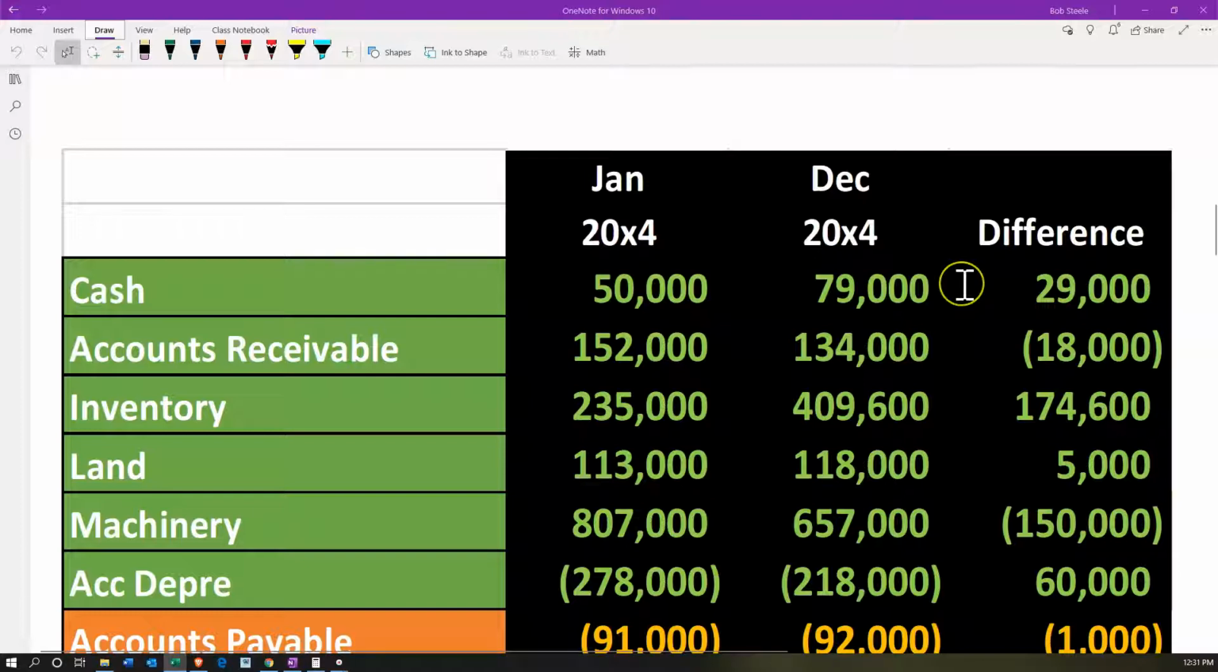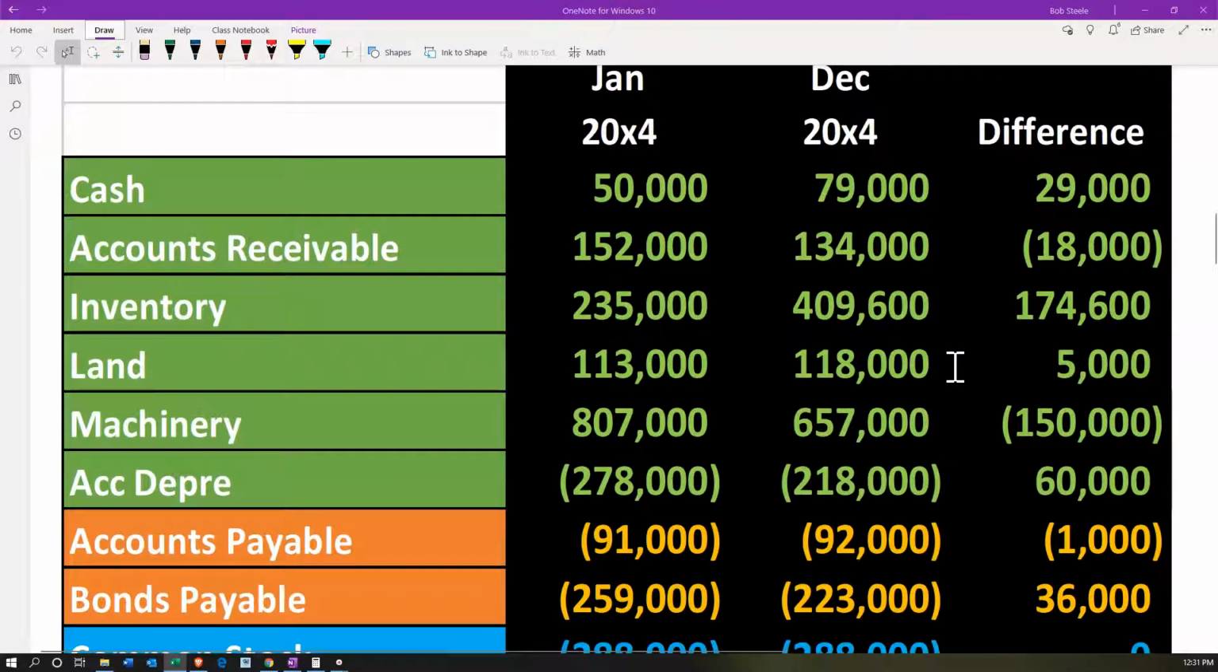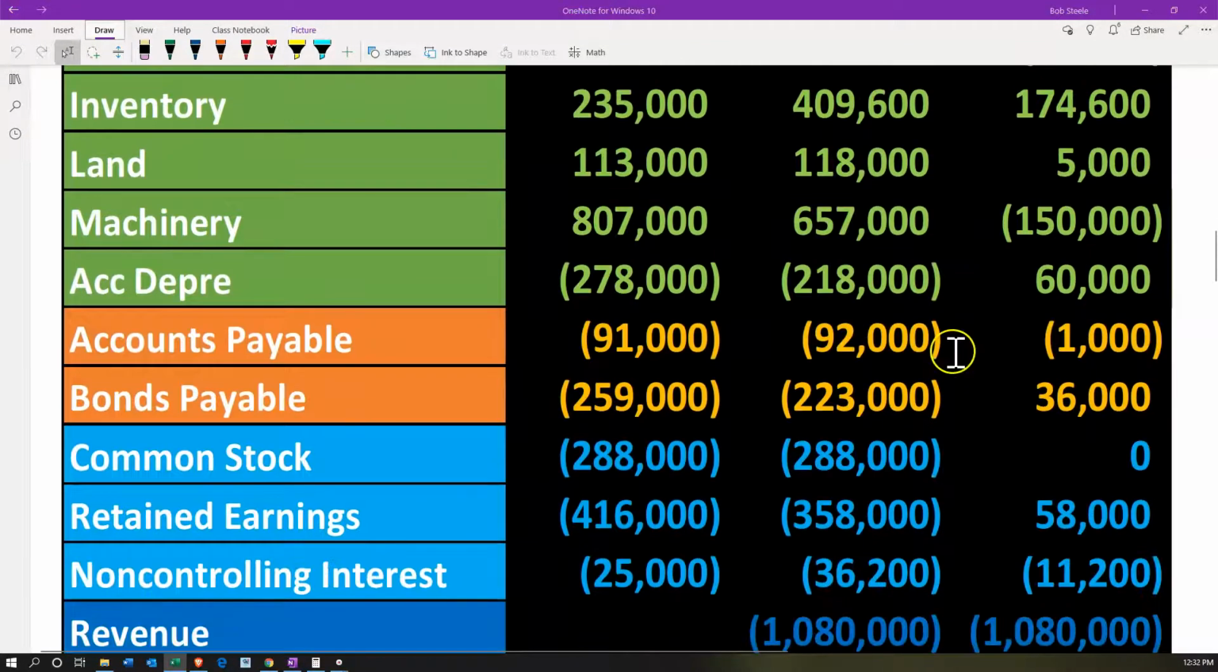So for example, cash: we started at 50,000 and ended at 79,000. So 79 minus 50 is a 29,000 increase. Accounts receivable ended at 134,000 minus the starting point of 152,000. That's going to be a decrease of 18,000, and so on and so forth. If we go to a credit balance account, such as accounts payable, we have the 92,000 ending point and the 91,000 starting point. That's an increase, reflected by a credit in our worksheet of the 1,000.